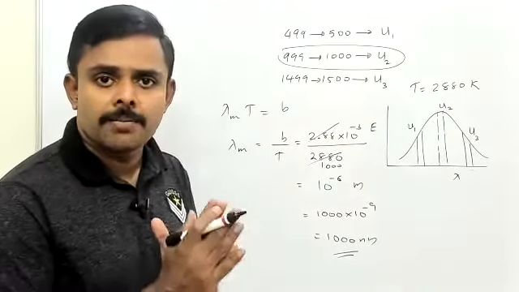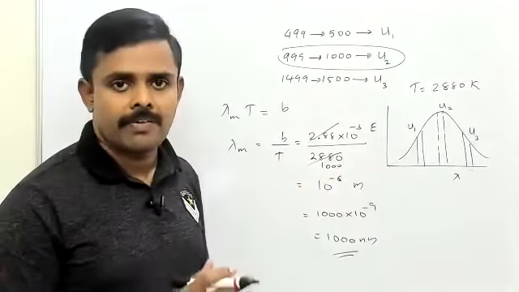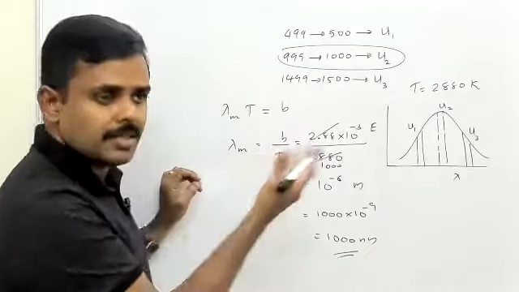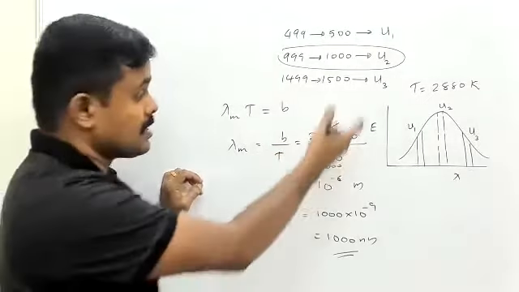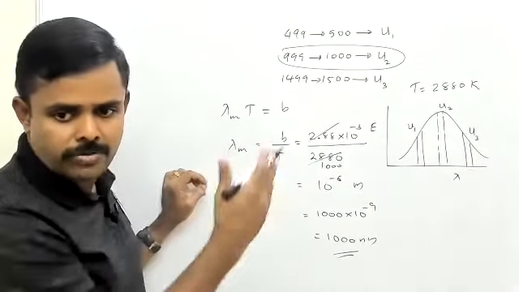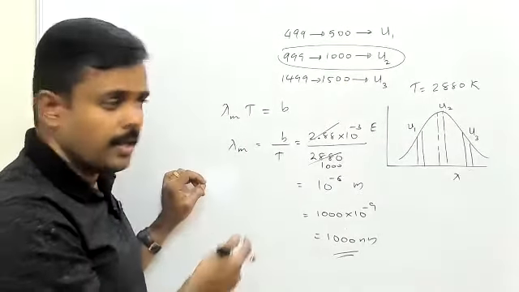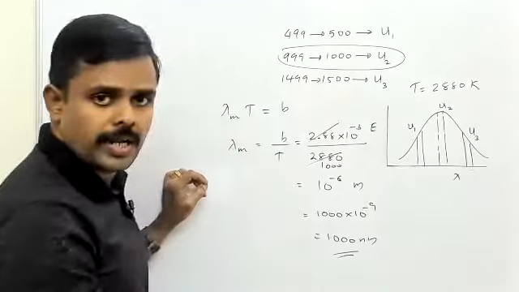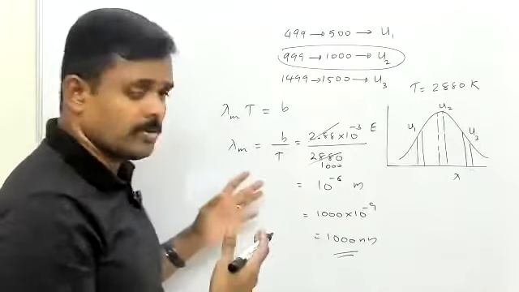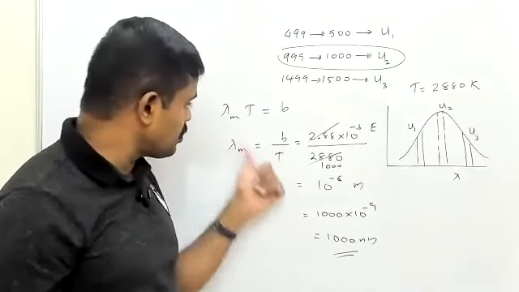I need to find the maximum wavelength location, where the maximum wavelength is. So I can use Wien's law. Since temperature is given, and it looks like Wien's constant, you must be using Wien's law. Lambda m into T is equal to constant. This is a previous year question. Even though it's a simple question, it's a conceptual question, it's difficult. Lambda m is equal to B divided by T.